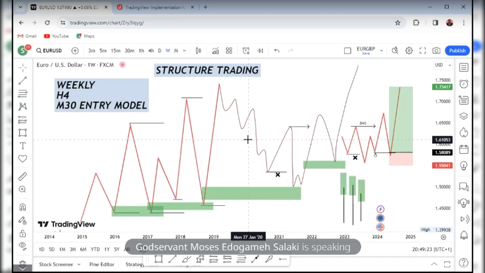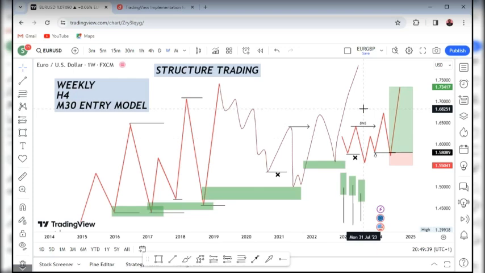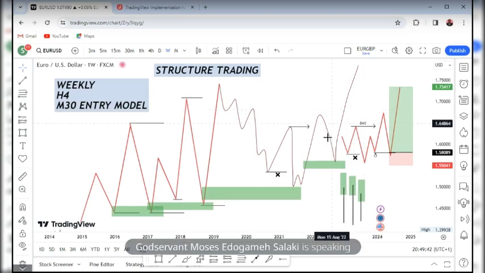God bless you. All right, so this is the structure you want to keep in mind. My higher time frame is weekly. From weekly, we want to move down to the 4 hours. You want to see this model on the 4 hours. All right, and then for the entry model, you can now make use of the 30 minutes.